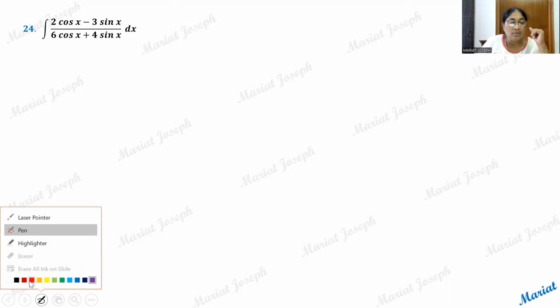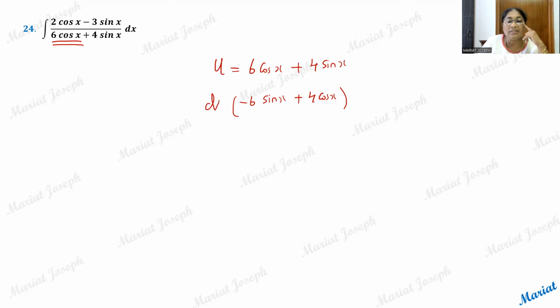I will tell you. What is the derivative of 6 cos x? Minus 6 sin x is the derivative. And what is the derivative of 4 sin x? The derivative will be plus 4 cos x. So, if you take this complete denominator as u, du will be minus 6 sin x plus 4 cos x. What is the use? There is a big use.